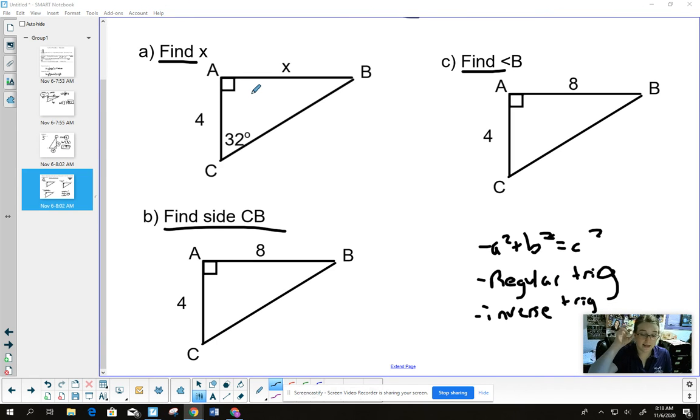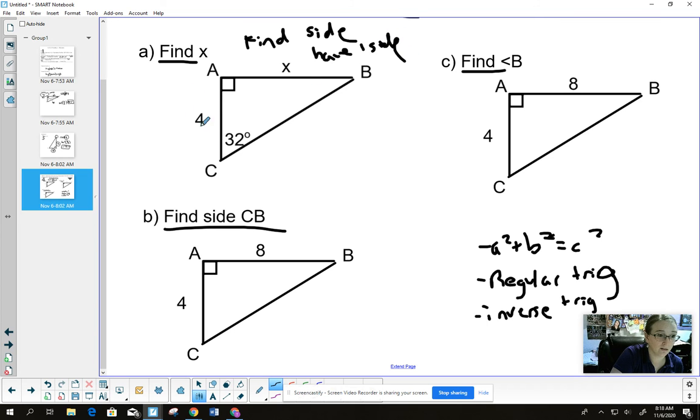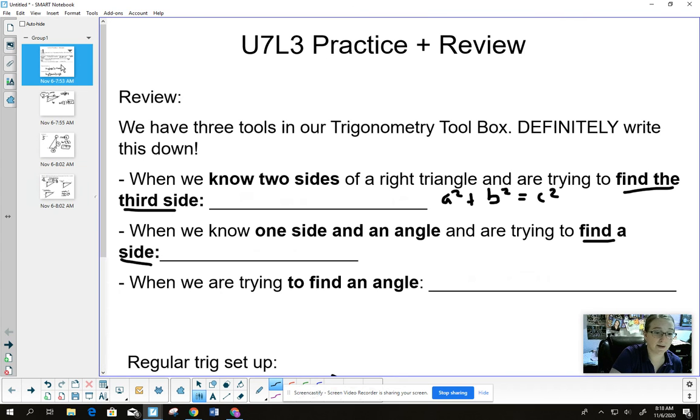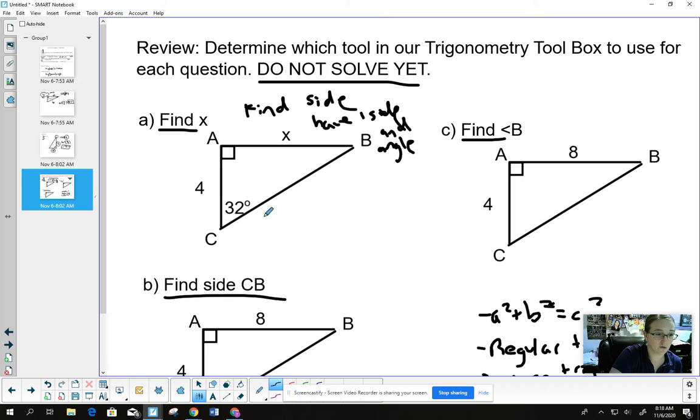So I am again assessing. I am finding a side, and it might even help to write some notes. Finding a side, and I have an angle. I have one side given to me. I have 4, right? And an angle. Based on what we wrote down over here, this is regular trig. So for letter A, you should have written regular trig. You did not have to solve it.